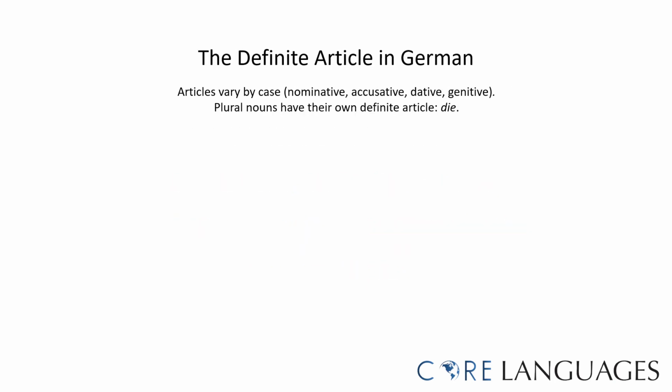Articles vary by case. In German, there are 4 cases: the nominative, the accusative, the dative, and the genitive case. And the spelling of definite and indefinite articles changes depending on what case the noun is in. In the nominative, the singular noun articles are der, die, das. All plural nouns use the definite article die. Die is placed before the plural noun.